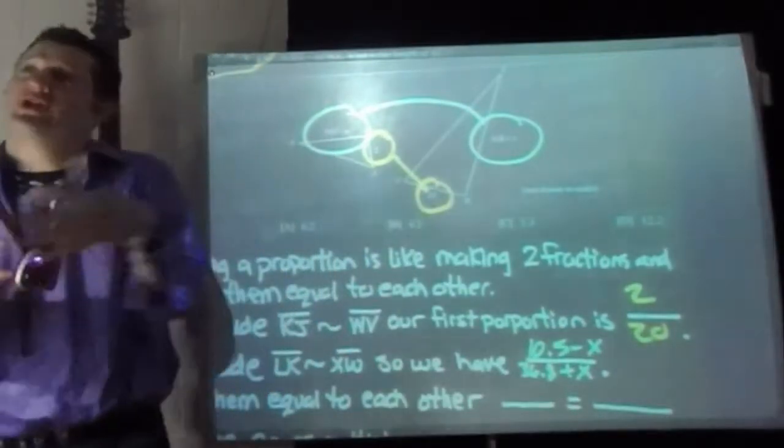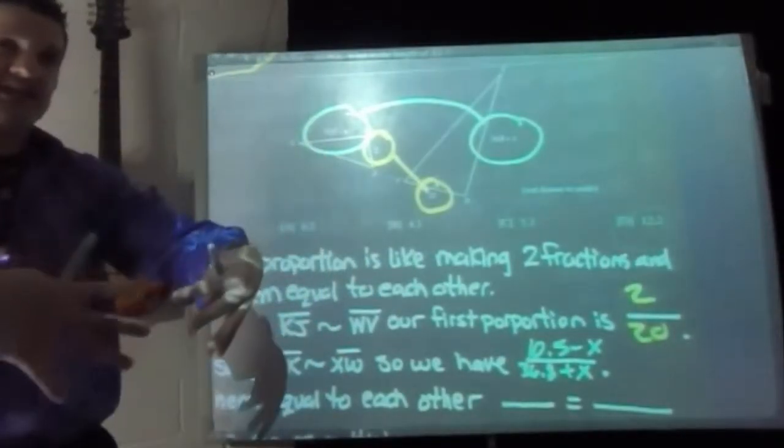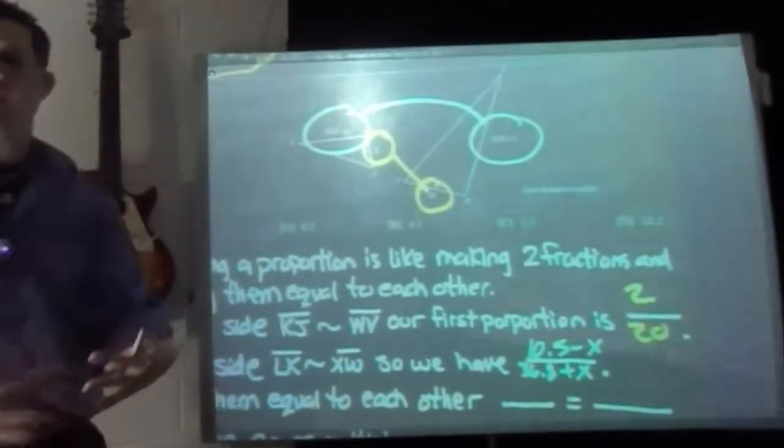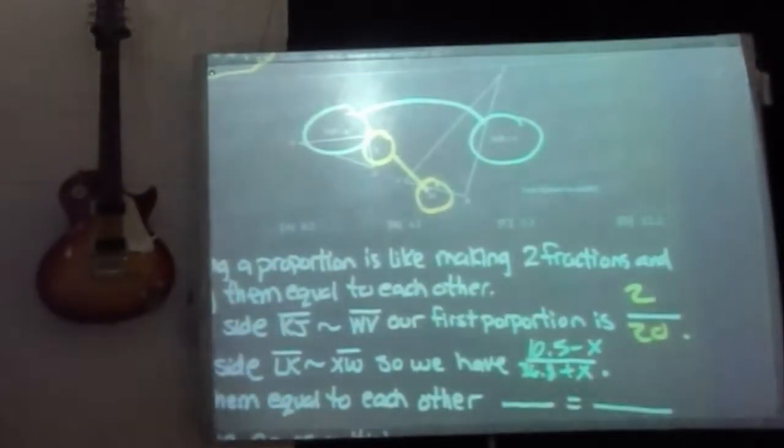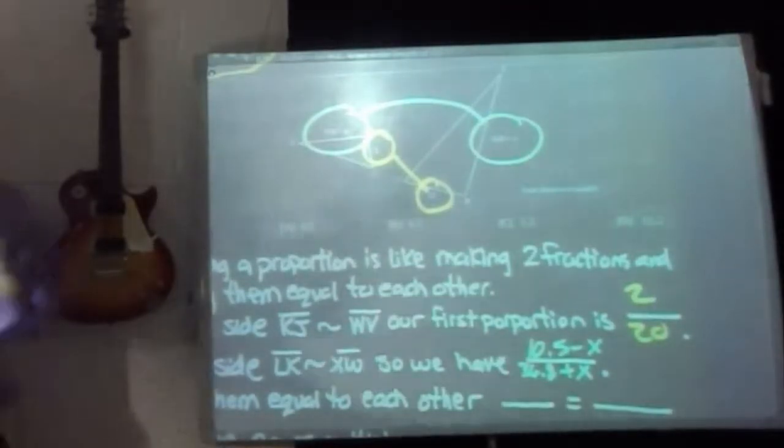Now in a proportion, we're going to take these 2 fractions and set them equal to each other. And that's going to be our proportion. Will it matter which one's on top? Well, is it the left one that'll always be on top?